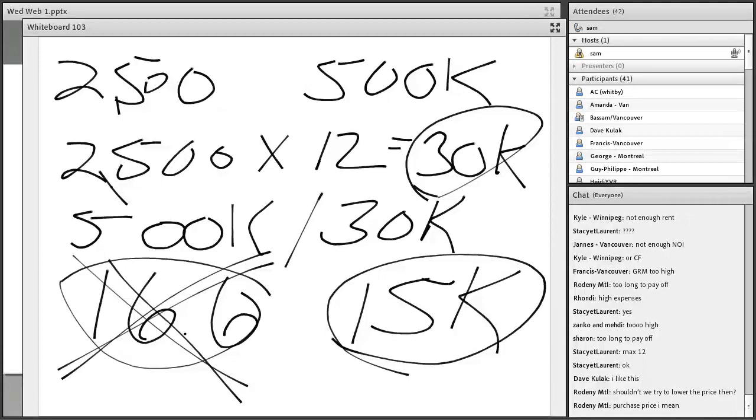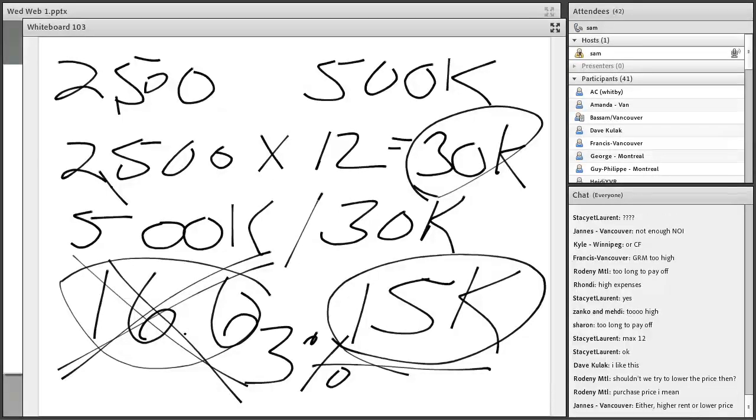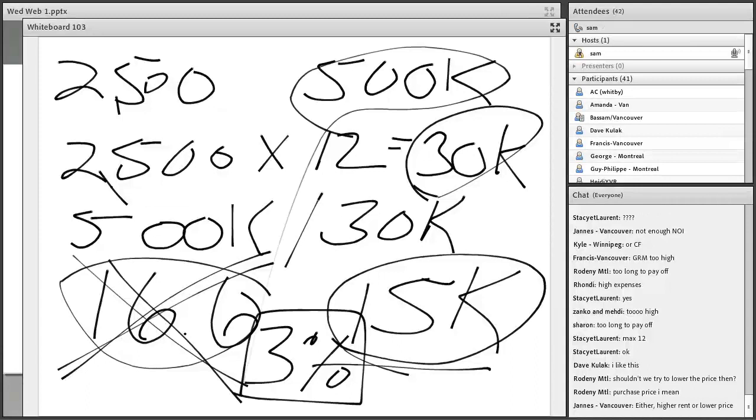Well, what does that mean? That's the same thing as saying 15K divided by 500K equals 3%. That's what I would be making as an ROI or cap rate. This would be the cap rate against this 500K. This is horrible.